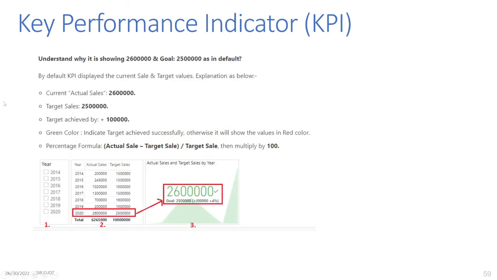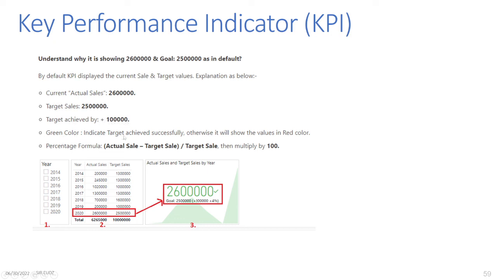Understand why it is showing 2,600,000 and goal 2,500,000 as default. By default, KPI displays the current sales and target values. Explanation as below: current actual sales is 2.6 million, target sales is 2.5 million. So the target is achieved by plus 100,000.